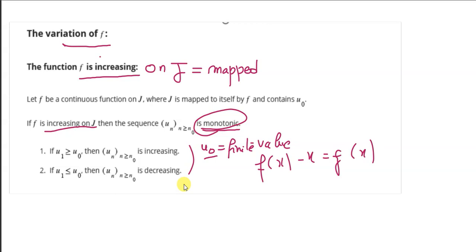And of course, this method is used when we have the value of u0. So we can find the value of u1 and we can make the comparison. But if we don't have the value of u0, we use the first method, which is f of x minus x. We find the variation of this function, and then we decide the monotonicity of the sequence.